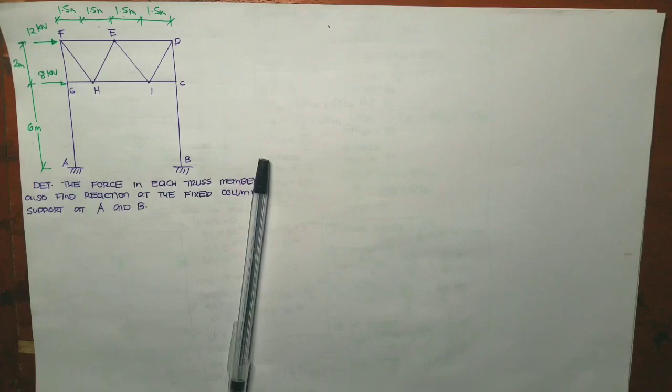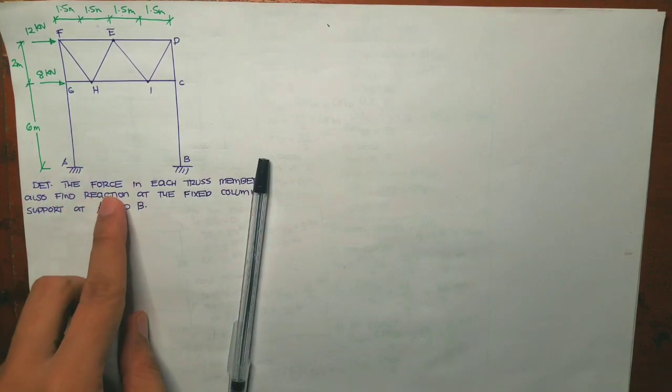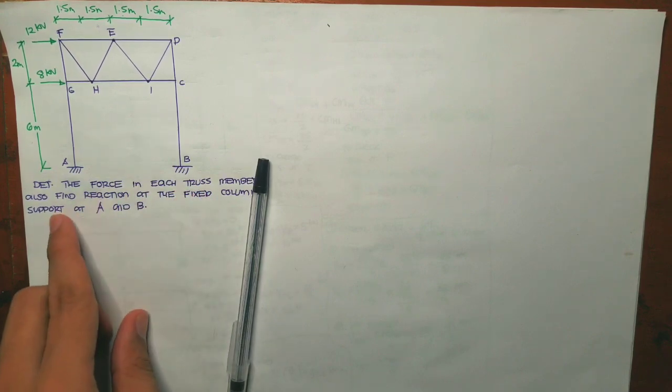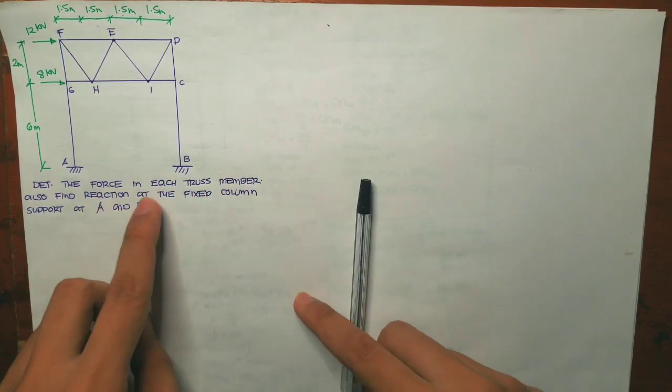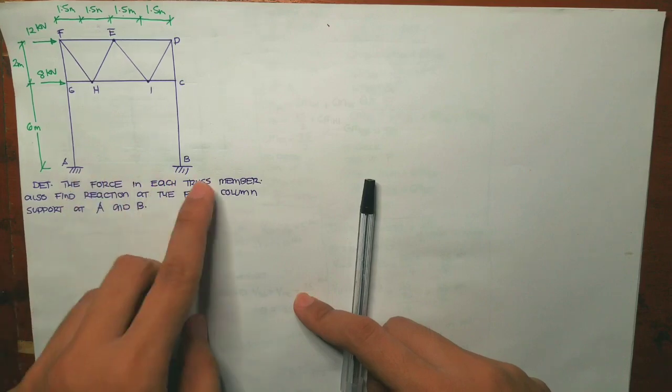So for this problem, this is a combination of a portal and analysis of truss. Determine the force in each truss member and also find the reaction at the fixed column support at A and B.